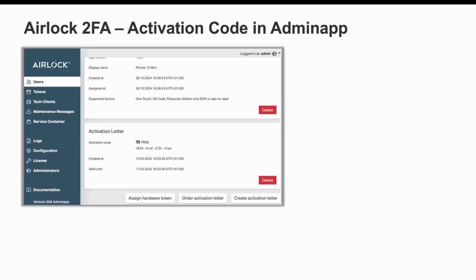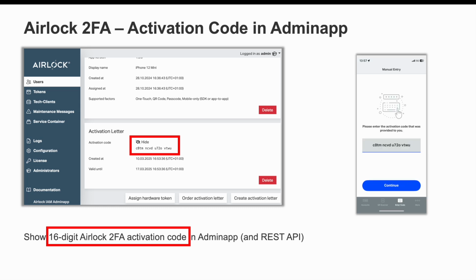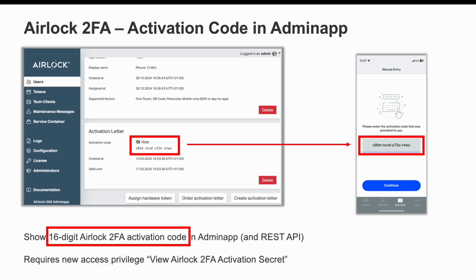Let's switch to Airlock 2FA. What you see on this screen is the Airlock 2FA tab within the user management of a user in the Airlock IAM admin app. It is now possible to display a 16-digit code that allows a user, by entering it into the phone, to enroll an app or a device. To be able to see this code, the logged-in admin has to have the new privilege view Airlock 2FA activation secret.